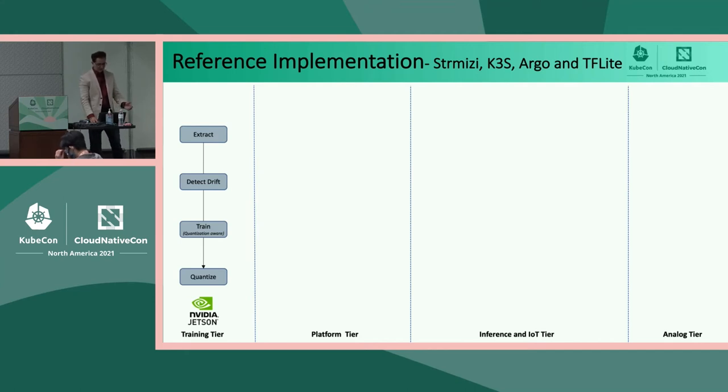So the ML jobs to extract training data, normalize it, detect drift, train it, and then quantize it. Are you familiar with quantization, ML folks? Quantization is basically taking the big, full frozen graph that comes out of a machine learning training job and converting it into a format that can run on smaller devices. Quantization changes floating points to integers, and the whole process allows us to run machine learning models on small resource-constrained devices.